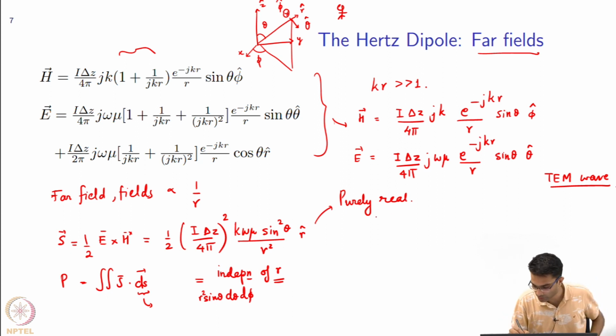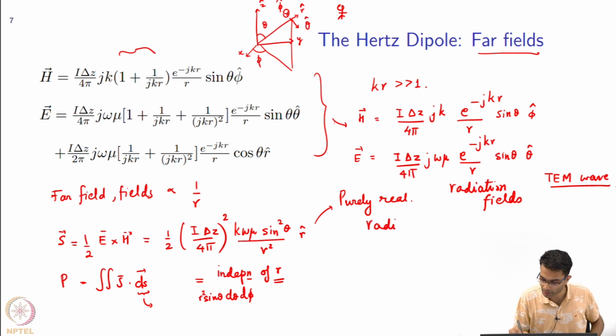So these are called radiation fields, and this is called radiated power.